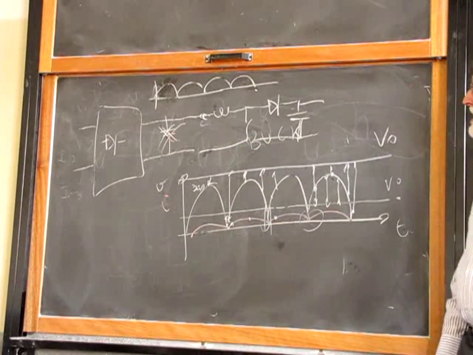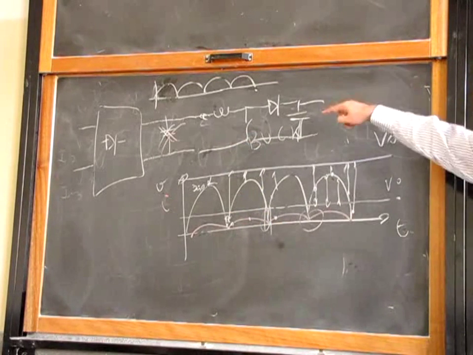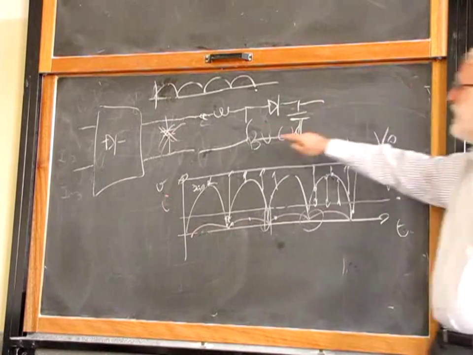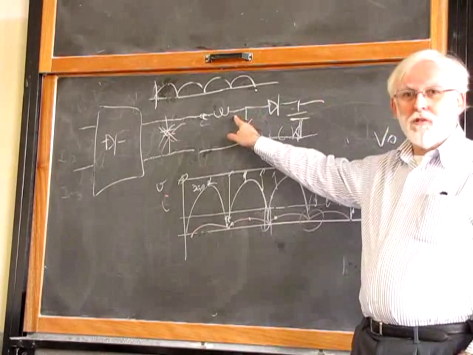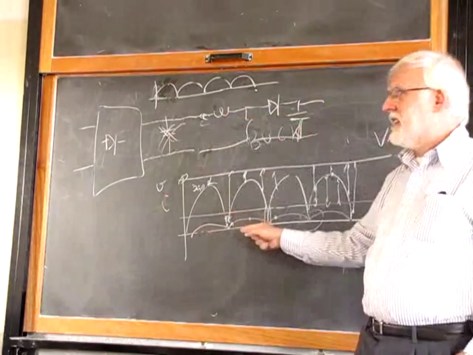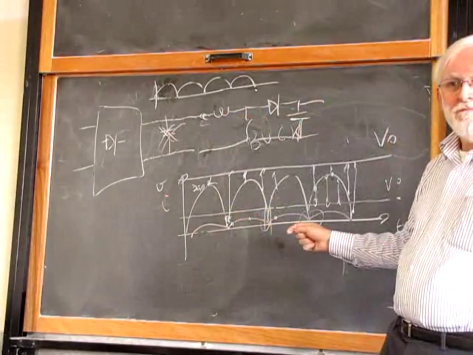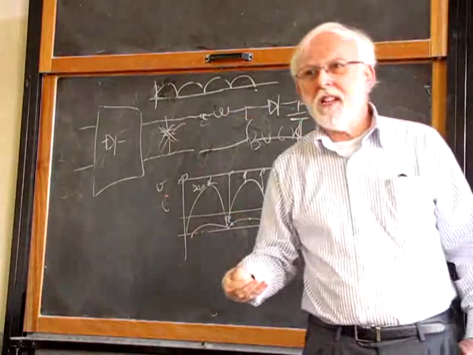The problem is I have to convince, I have to control, I have to force, I have to drive, I am running out of verbs, this boost converter to sync exactly this red curve. Okay, it can be done. It's not trivial, but it can be done.